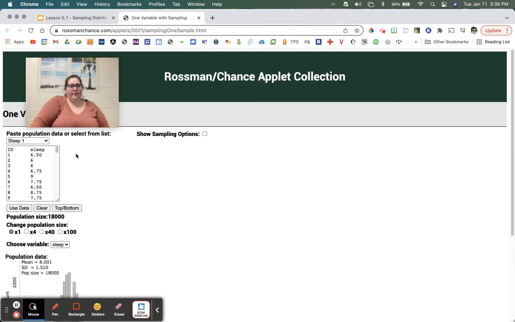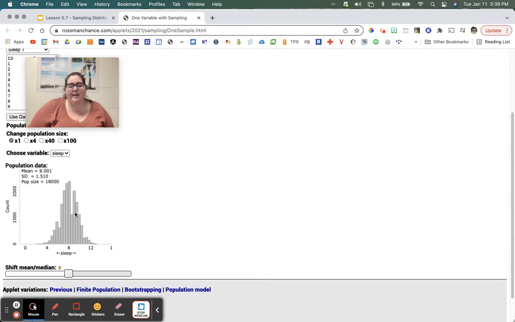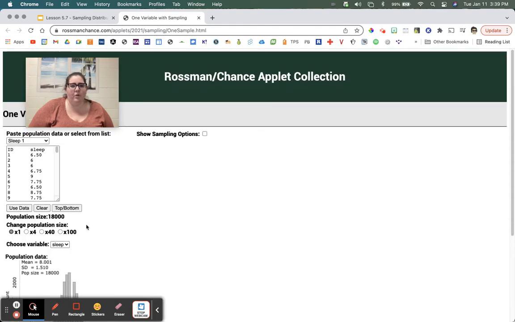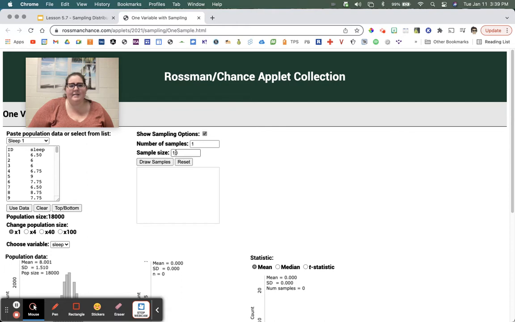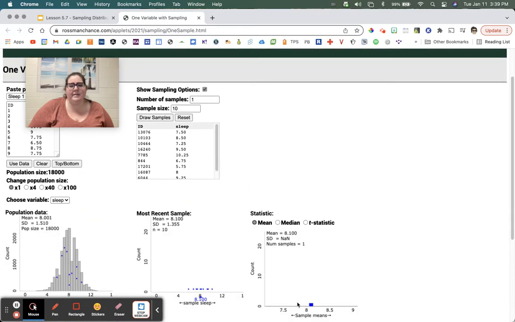So here is an applet where I have a collection of data. This is a collection of numerical data of how much people sleep. So we have all this collection of data. This right here is the population distribution. So it's telling us for the whole population, what is the mean and the standard deviation, and we can see that the shape is roughly normal. So what I'm going to do is have it take samples of size 10 many times, and I'm going to slowly start building this sampling distribution.